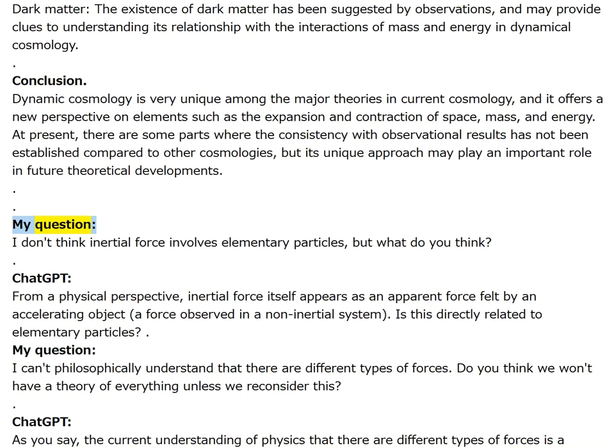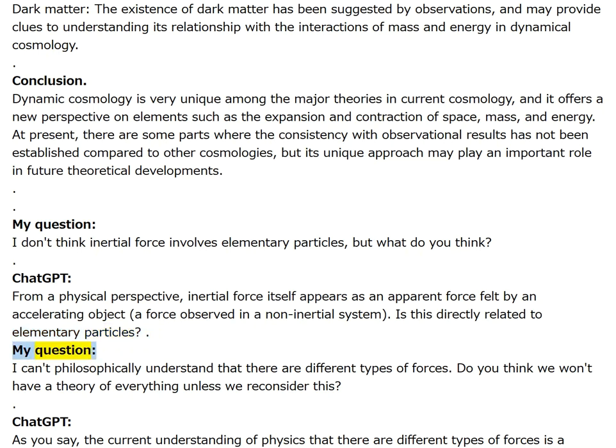My question: I don't think inertial force involves elementary particles, but what do you think? ChatGPT: From a physical perspective, inertial force itself appears as an apparent force felt by an accelerating object, a force observed in a non-inertial system. Is this directly related to elementary particles?